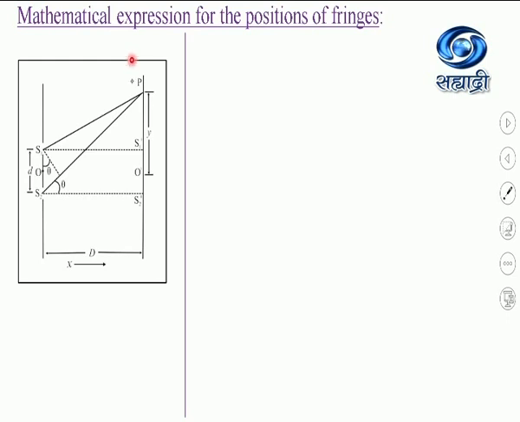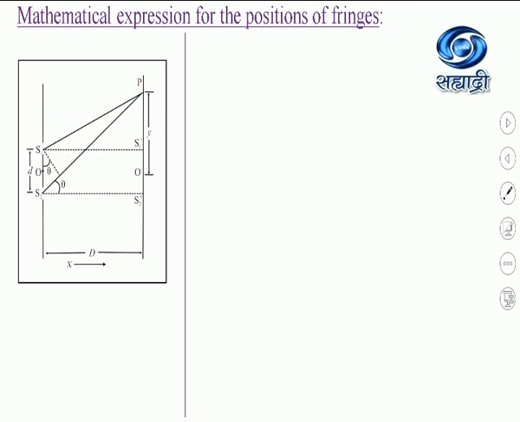For that, we are considering point P on the screen, which is at distance y from the central bright point. Now, when we consider the waves which originate from S1 and S2, when they travel towards point P, they cover different paths. And therefore, when the two waves from S1 and S2 arrive at point P, there exists a path difference between the two waves. The path of the first wave is S1P, the path of the second wave is S2P.